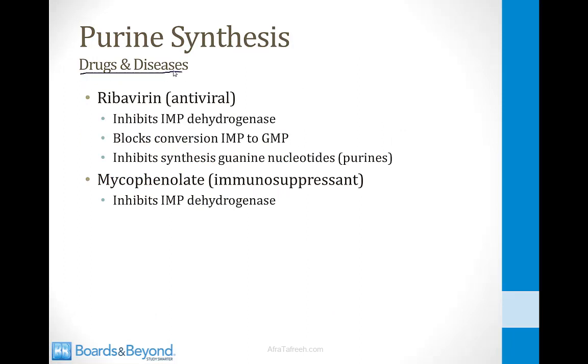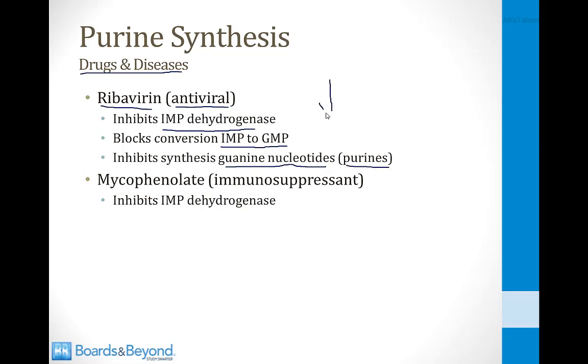For all the biochemical pathways that you will learn in medical school, you need to focus on the drugs and diseases that are involved in those pathways. And for the purine synthesis steps that we've discussed up to this point, there are 2 drugs that you need to know. The first one is ribavirin, which is an antiviral drug, and it inhibits an enzyme called IMP dehydrogenase. And this is an enzyme that converts IMP to GMP. So ribavirin will inhibit this conversion, and this will blunt the synthesis of guanine nucleotides, which of course are purines.